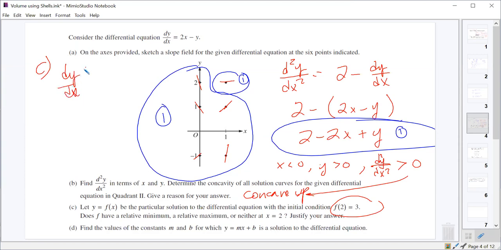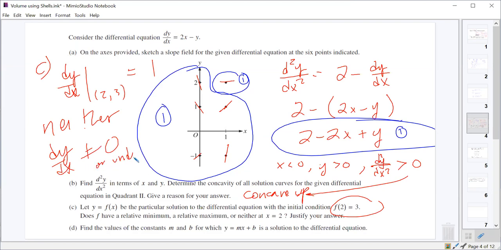So we'll say dy/dx at the point (2, 3) equals, well, plug in 2 and 3, you get 1. Does it have a max? Nope. Does it have a min? Nope. So neither, because dy/dx does not equal 0, and it is not undefined. Good? Class good?